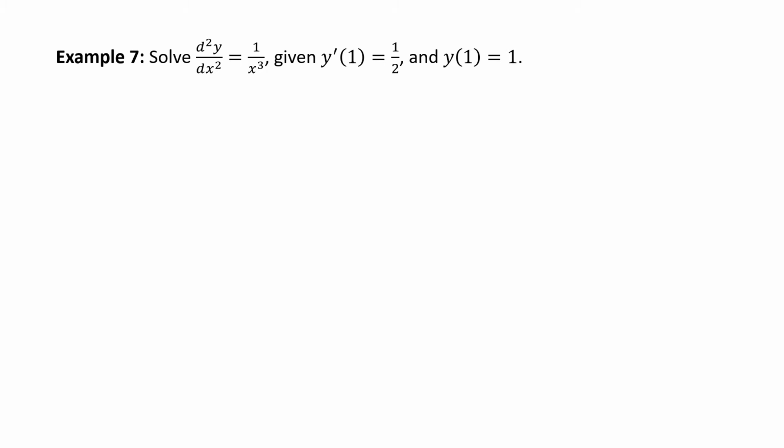Example: solve d squared y dx squared equals 1 over x cubed, given y prime of 1 equals 1/2 and y of 1 equals 1. The wording solve d squared y dx squared means find the y, get to the y function. To begin, let's rewrite 1 over x cubed as x to the power of -3.